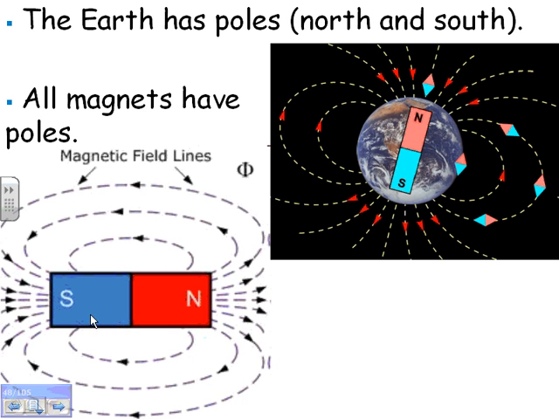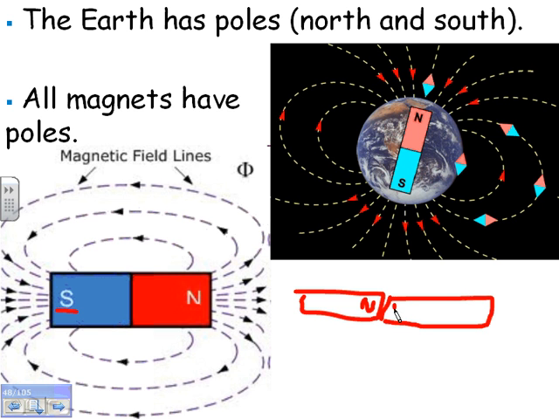All magnets have poles. So here's the south side and here's the north side, and you can see the magnetic field lines. The idea here is these are opposites. If you have a magnet with a north side and you put it near another north side, what do they do, David? Don't they repel each other? They do. He's good tonight.